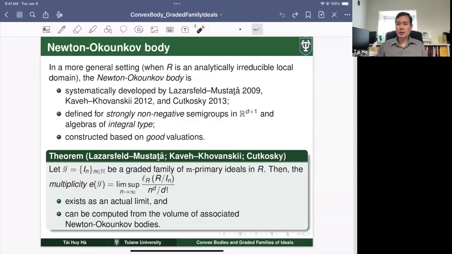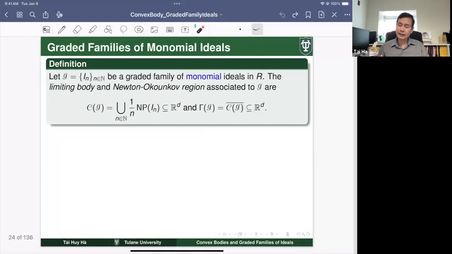So in this talk, I'm not exactly talking about the Newton-Okounkov body. I'm talking about something else which is related to the Newton-Okounkov body. So let me begin that discussion, but focusing first on a more familiar setting. Again, we have monomial ideals instead of just arbitrary ideals. So here, let's start with a graded family of monomial ideals.